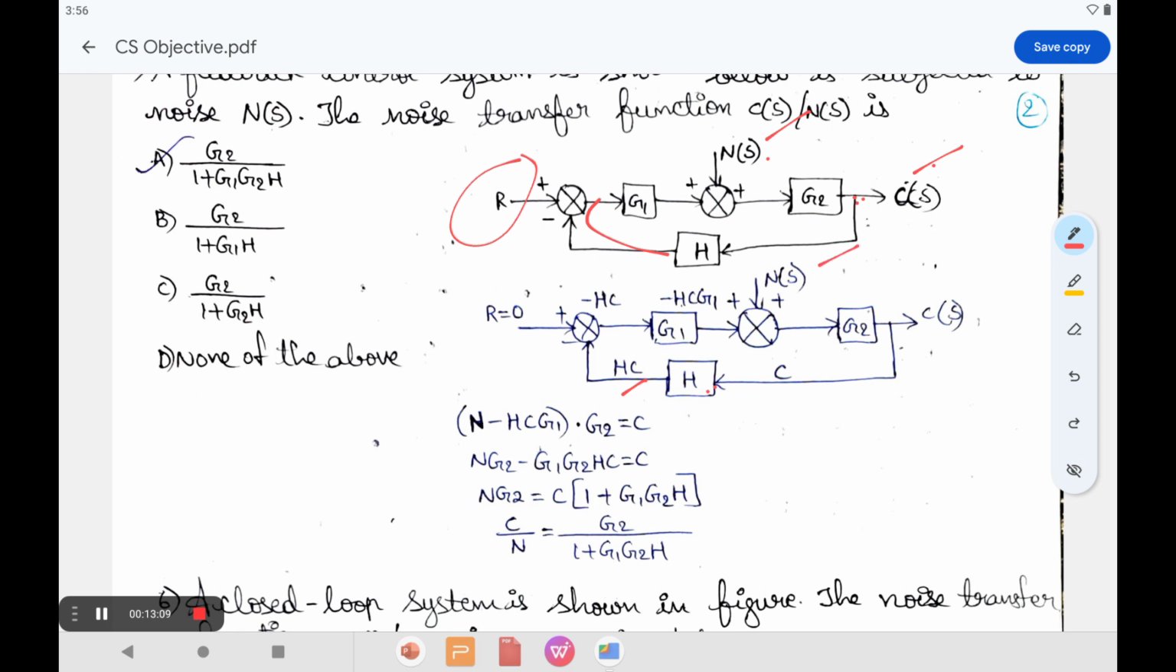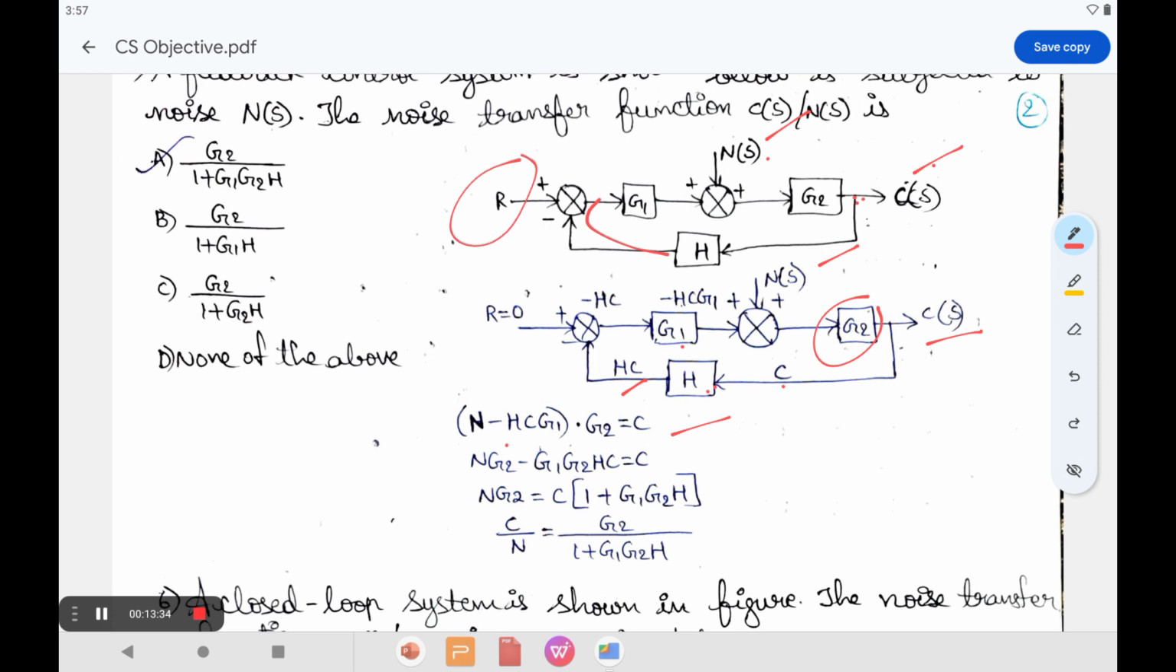N is the input, so this is also negative input, therefore N minus H into C into G1. This is also in a series fashion, therefore we will get a product operation, therefore that is a product with G2, then that is equal to output. So from this you have to find out some simplifications as per our convenience.